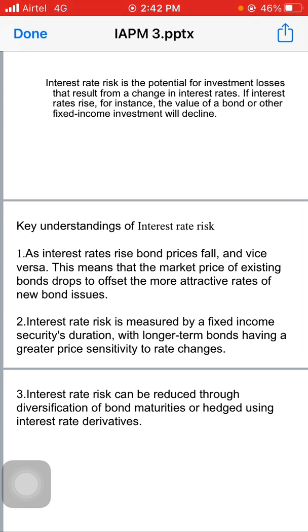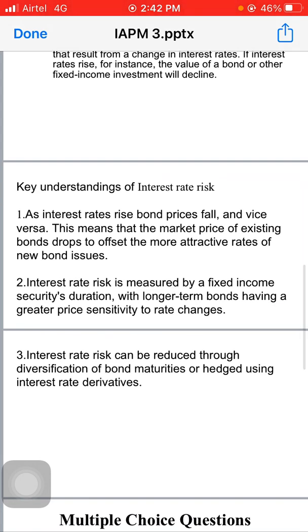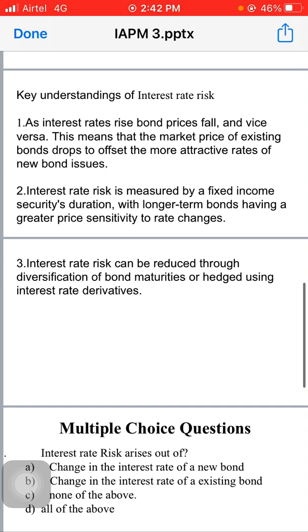Now, let us see what are the key understandings of interest rate risk. First point, as interest rates rise, bond prices fall and vice versa. Yes, if interest rate rises in the market, the bond prices in the secondary market will decline, wherein if the interest rates decrease in the open market, the bond market will give a good return, good price for the bonds. This means that the market price of existing bonds drop to offset the more attractive rates of new bond issues.